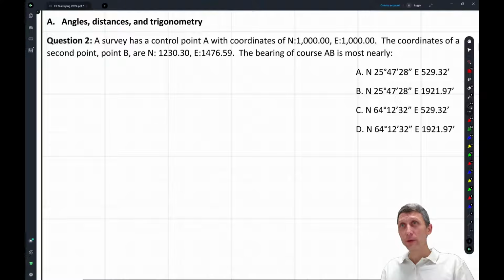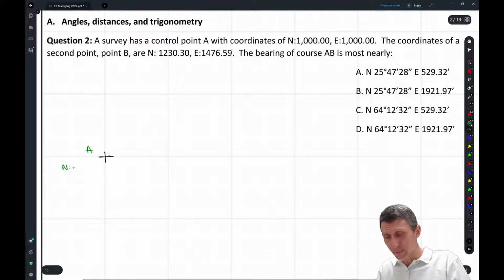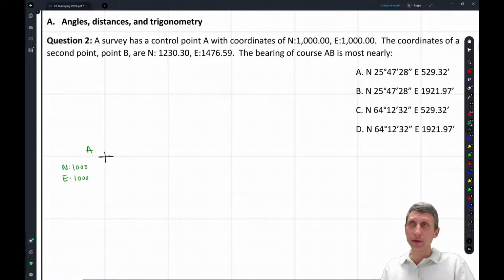And here we have a control point at point A. So I'm just going to draw a point down here. This is point A, right? So what do we have? This is point A, and the northing on it is 1,000, and the easting is 1,000 as well. So I just picked kind of an arbitrary value here.